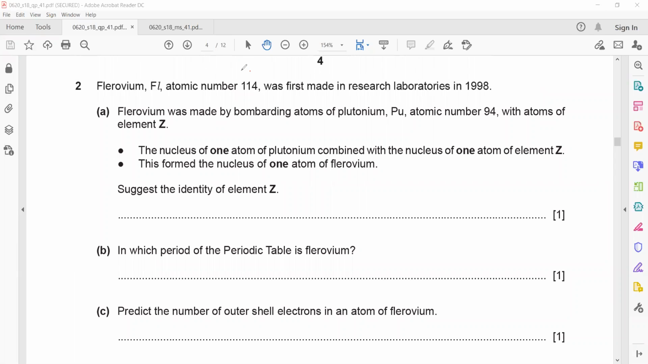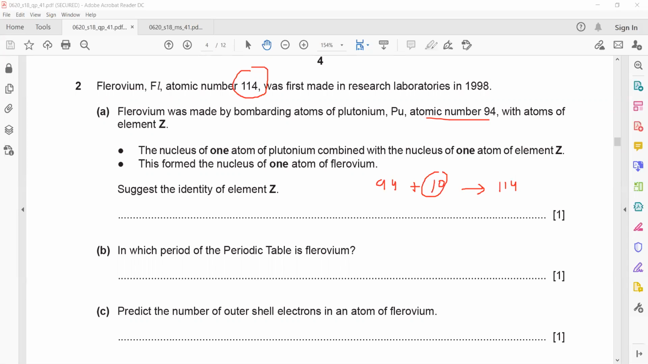What is the atomic number of the element we want to prepare? We want to prepare an element with atomic number 114. So finally, we need 114. Plutonium is 94. So we have to bombard this with another element because the nuclei combine. Because the atomic number is 94 and we want a total of 114, we have to add 10 more protons.